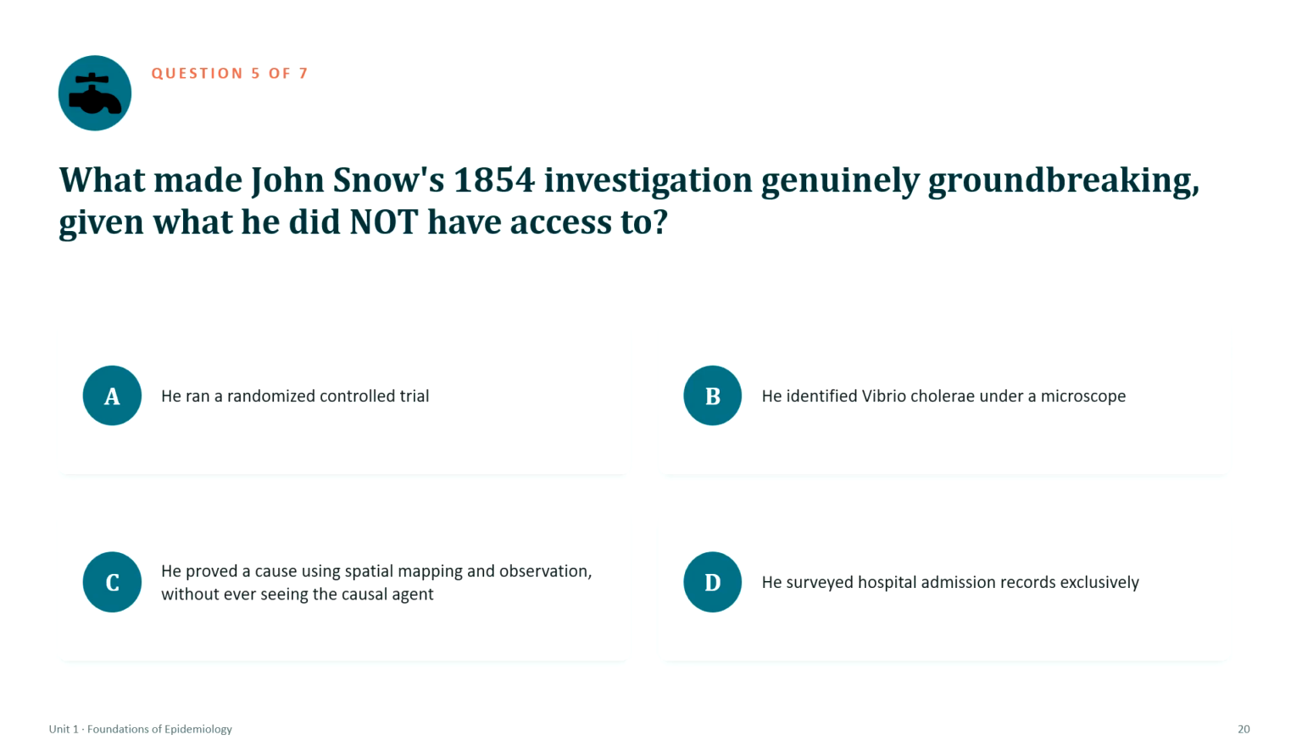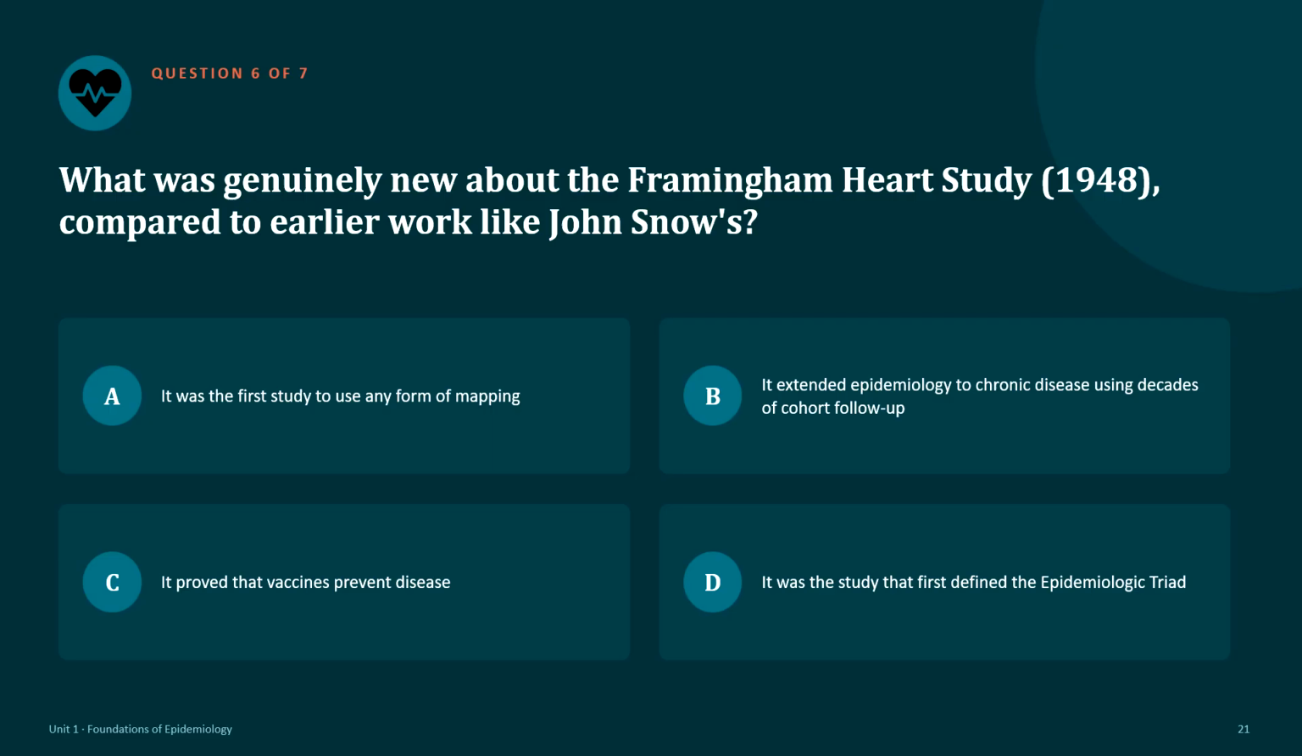Question 6. What was generally new about the Framingham heart study in 1948 compared to earlier work like John Snow's? The correct answer is B. Snow and most epidemiology before him focused on acute infectious outbreaks with a single identifiable exposure. Framingham showed the same population level thinking could uncover the causes of chronic heart disease by following one population for decades. That's a genuinely different application of the field, not just a new outbreak solved the same old way.